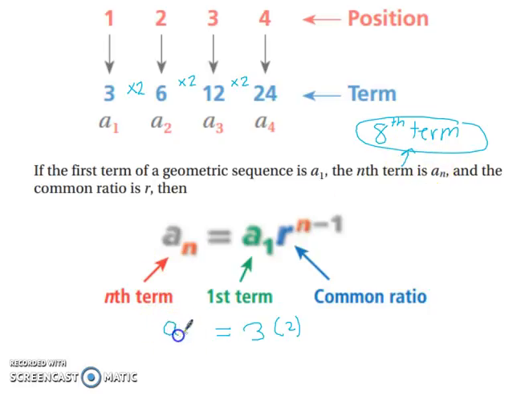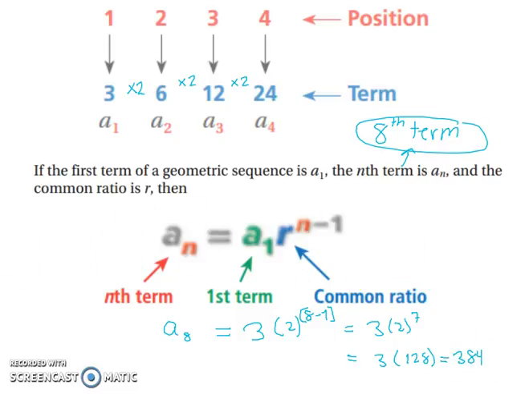So we end up with a sub 8 equals 3 times 2 to the 8 minus 1. Following order of operations, we want to simplify this 8 minus 1 first, because there is an assumed set of parentheses around it. So now we have 3 times 2 to the 7th. So 2 to the 7th, as we would do exponents first before we multiply, is 128. And now we do 3 times 128, which gives us 384. So that's how you use this formula.